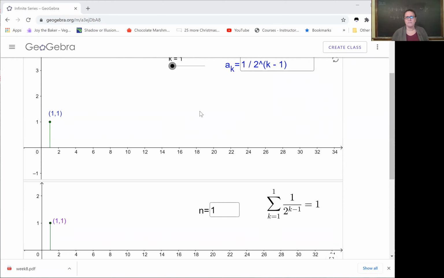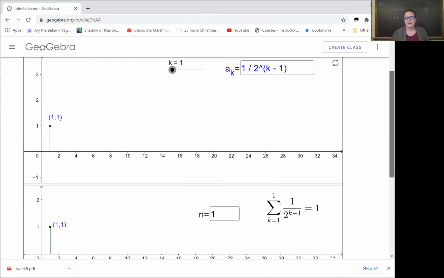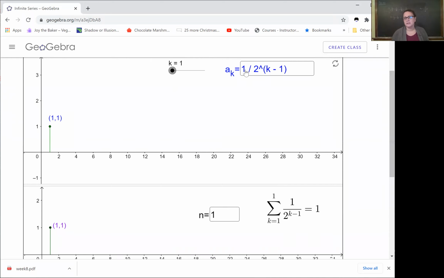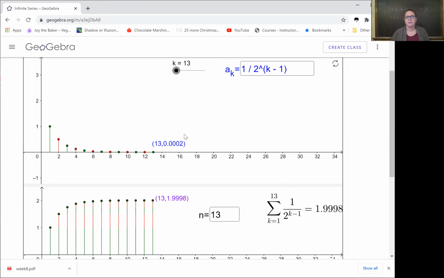You can see though that we begin here with k equals 1, which means it's one term. So the first term in the sequence is 1. If I add up just one term, I'm going to get 1, right? So now if I start adding up the number of terms, let's start here. What this applet does on the top is show the sequence. This is just the individual terms, 1, 1/2, 1/4, 1/8, etc. So they're giving you all the numbers here.